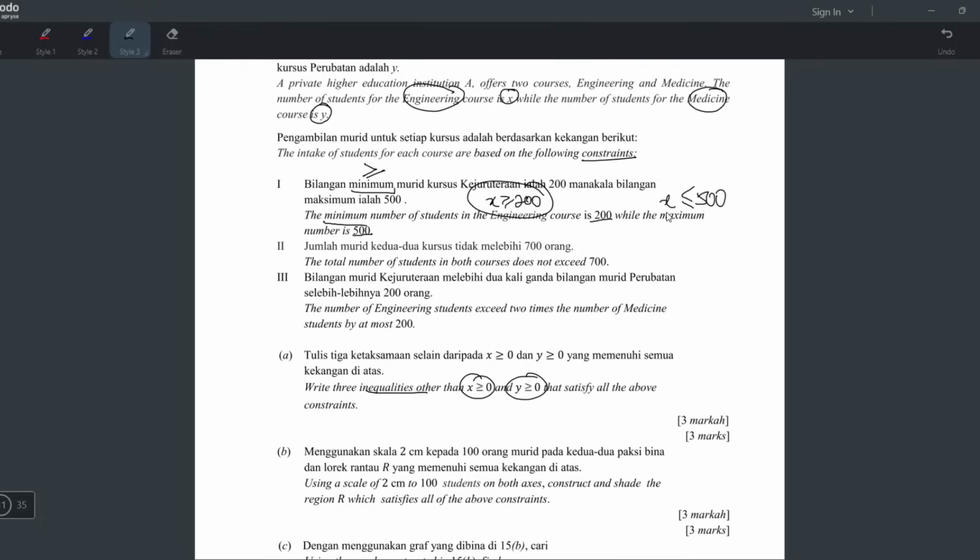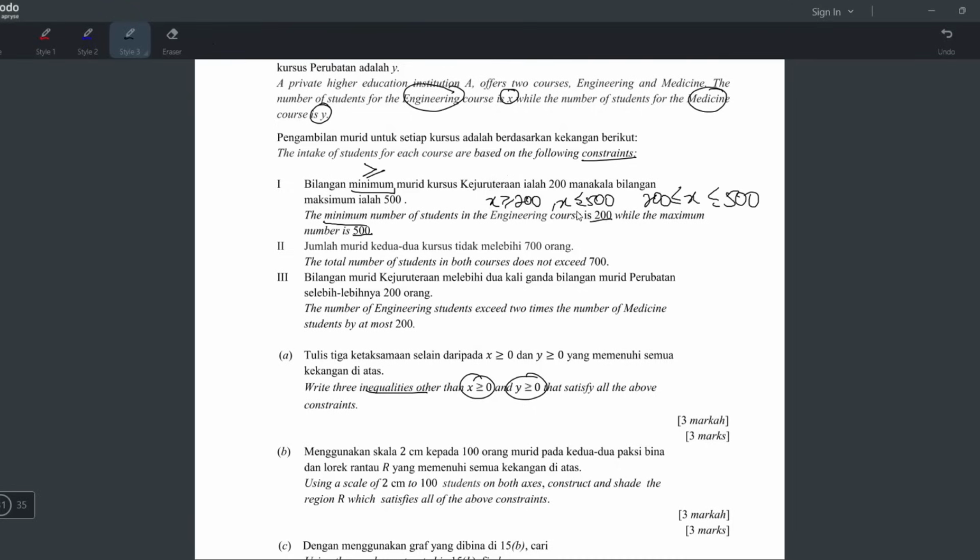So I feel like I have to combine these 2 inequality into one, and you can combine it because if the minimum is 200 and the maximum is 500, that means you combine it becomes what? You combine it becomes X in between 200 and 500. Yeah, so you write like this. But when you draw the graph later, you have to draw two lines. You understand?